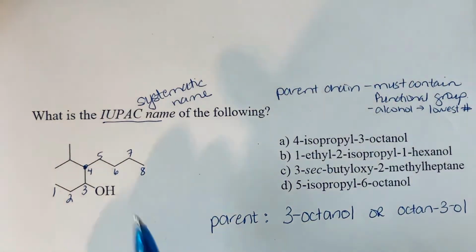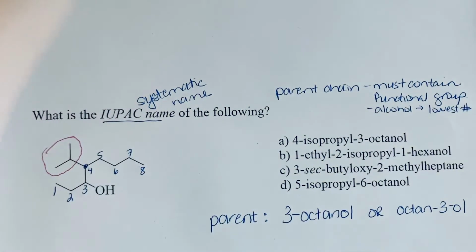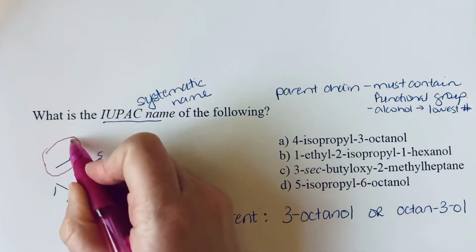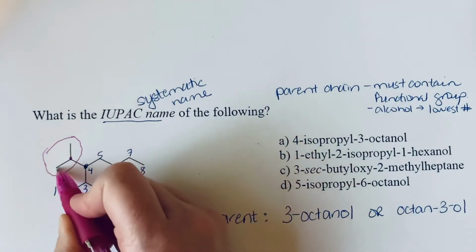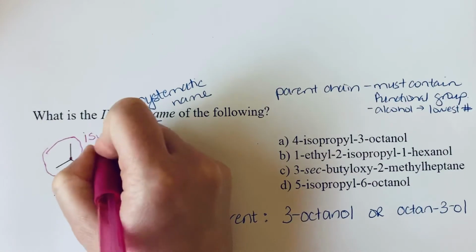And so now I'm going to see, do we have anything else off of this chain? And we see this group here. And this is one of our common branch substituents. And we call this an iso because these two methyl groups are on the same carbon atom, the total number of carbons in that group is 3. So this is an isopropyl group.